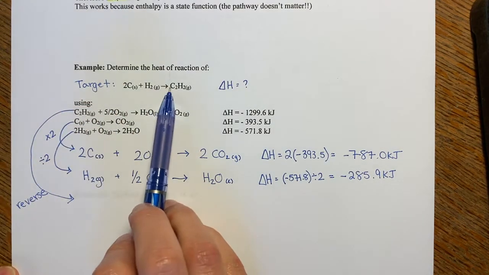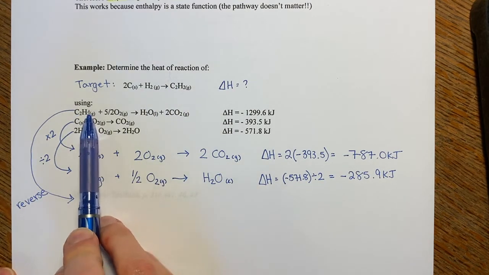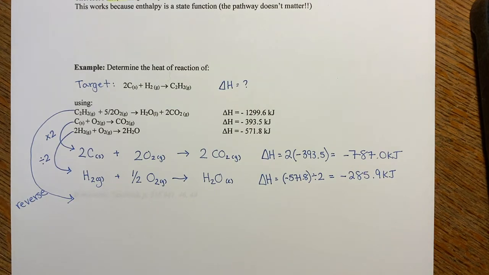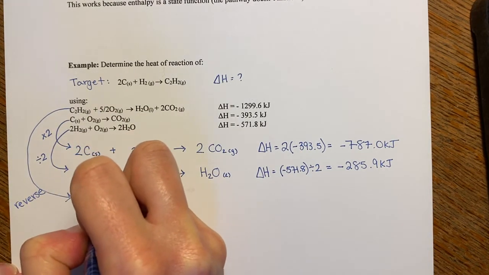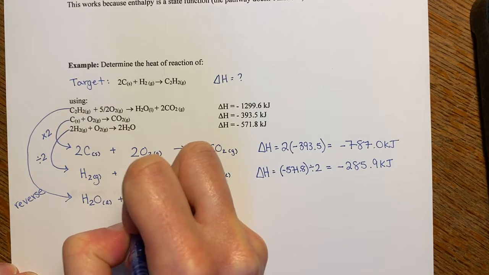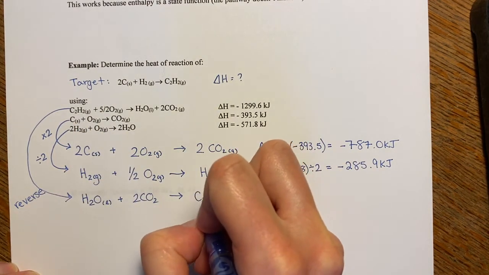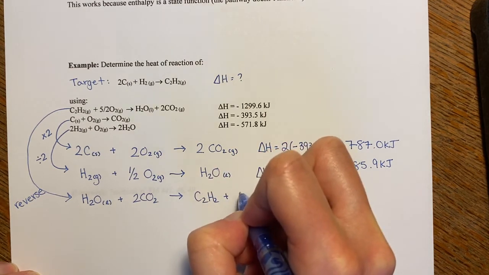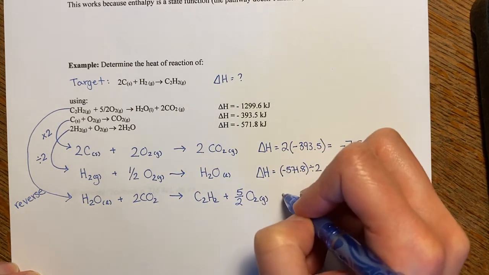Now in this case, I only have one C2H2 here, and I only have one C2H2 here, so I don't need to multiply or divide this reaction by any number, but that could happen. It could be that you have to reverse and multiply by something, but in this case, we're just reversing. So I'm gonna write it in the opposite order, so I'm gonna have water and 2 carbon dioxide on the reactant side now, and C2H2 and 5/2 oxygens on the product side.